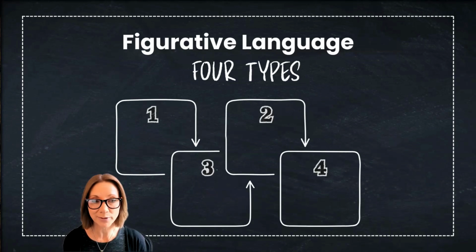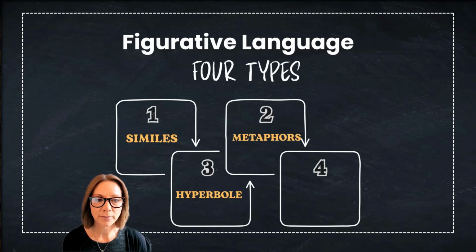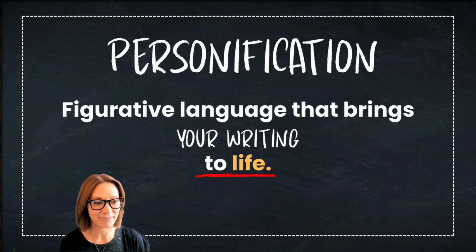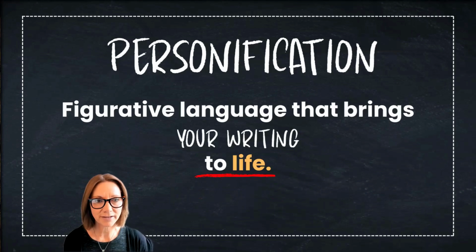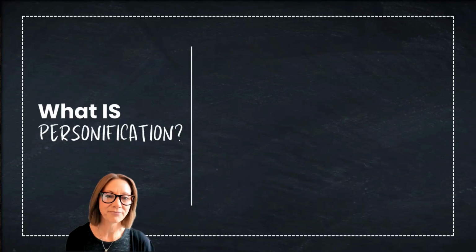We've been looking at 4 types. One is similes, metaphors, hyperbole, and the 4th one is personification, and that is the one that we're going to take a look at today. So personification means it's figurative language that will bring your writing to life. And when I say it brings your writing to life, it's kind of a joke. So you'll see when you hear the definition of it.